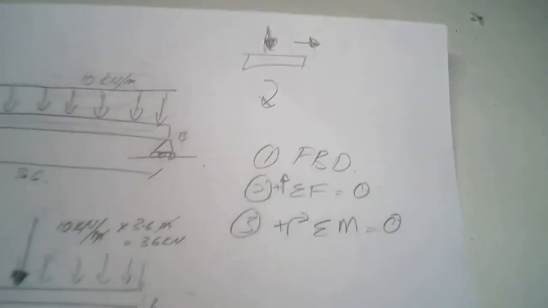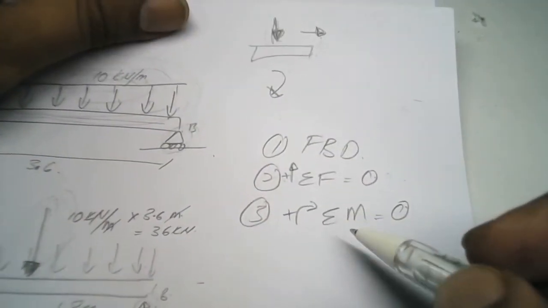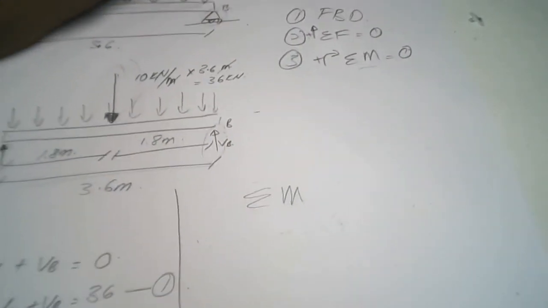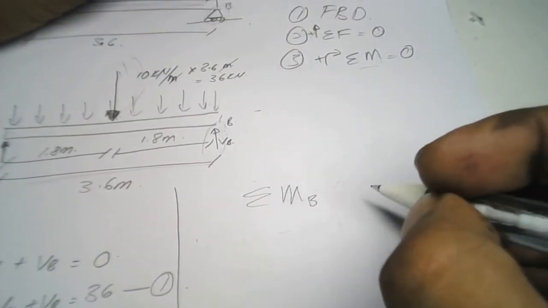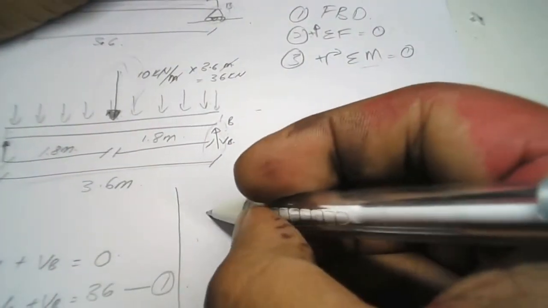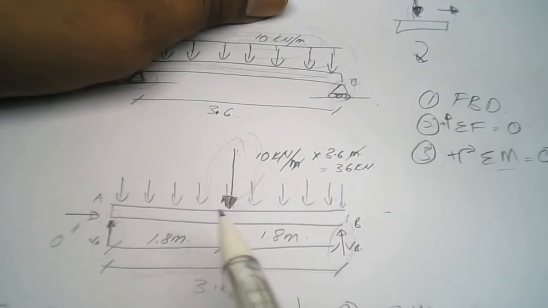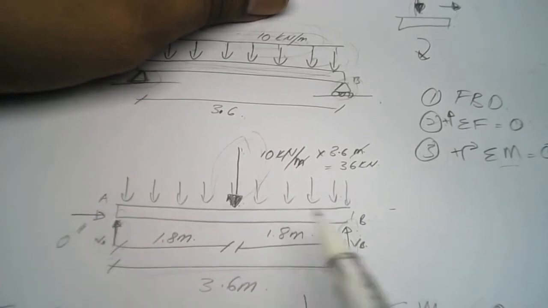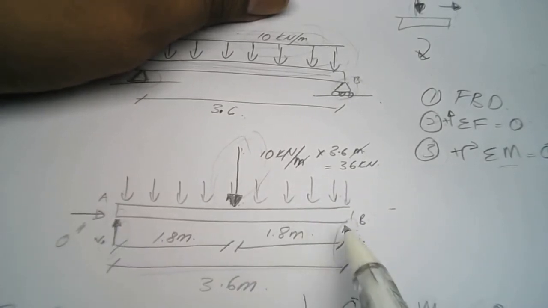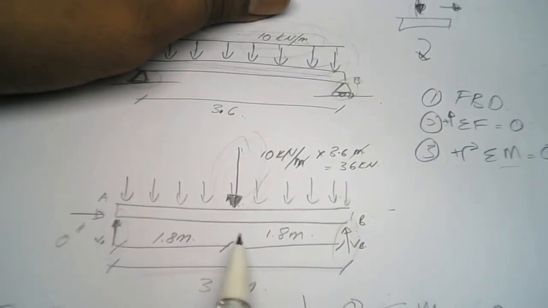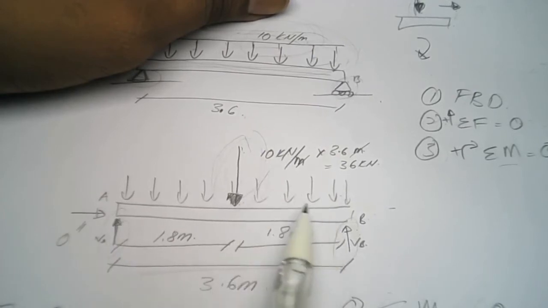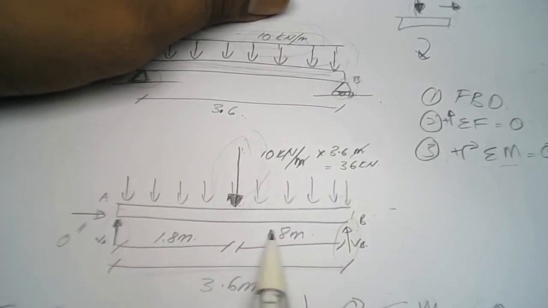Next we go to the third step, which is summation of moment. Summation of moment at point B equal to 0, and I declare clockwise is positive. We go back to our free body diagram. So how many moments do we have here? We don't have a moment sign, right? But we have three forces. These three forces will develop a moment, so that means there will be 3 moments.